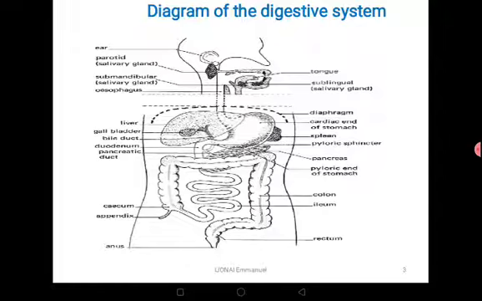Now, the ileum and the duodenum together are called the small intestines. The ileum together with the duodenum are collectively called the small intestines. Perfect. So after the ileum, you go to the colon.